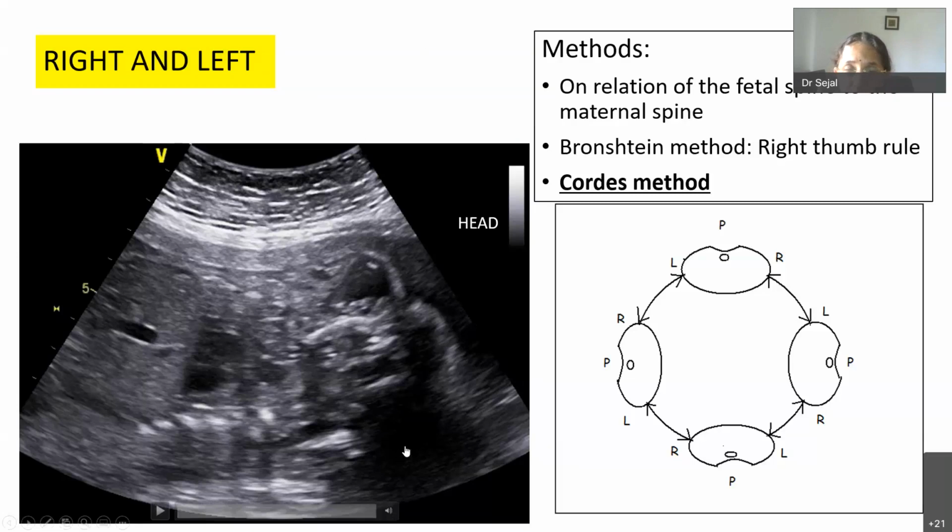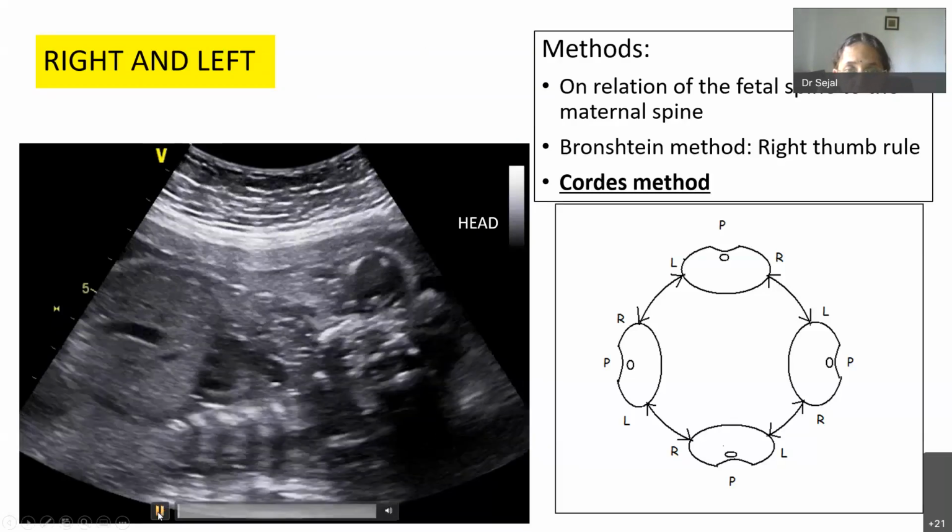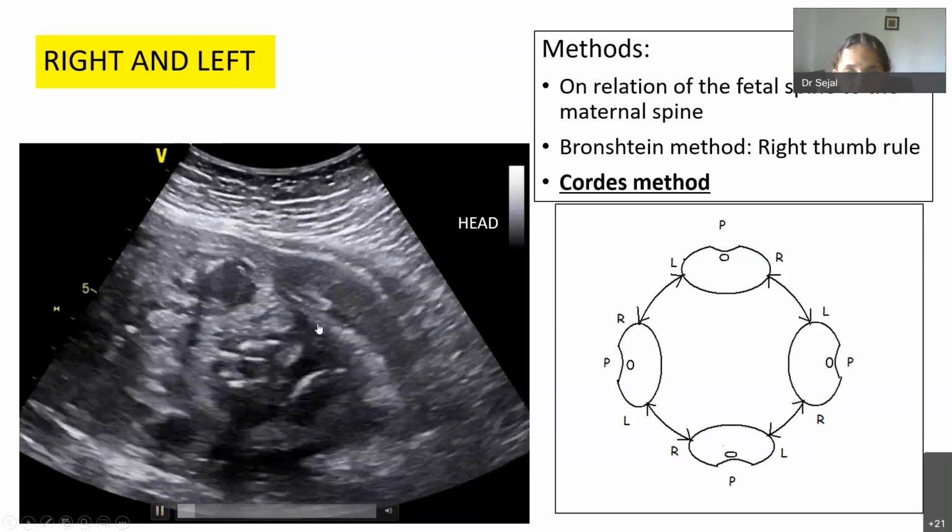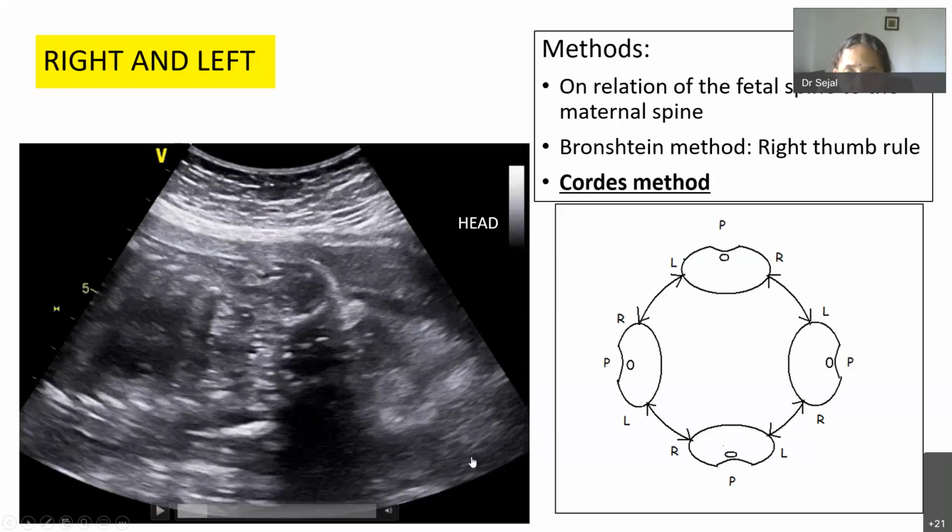Where, first of all, we need to decide the lie of the baby. The lie of the baby could be in different possibilities. You can have the head on this side, you can have the head on this side. But remember, the head needs to be coming on the left side of the screen. So once the left side of the screen has the head, you can see this is the head.